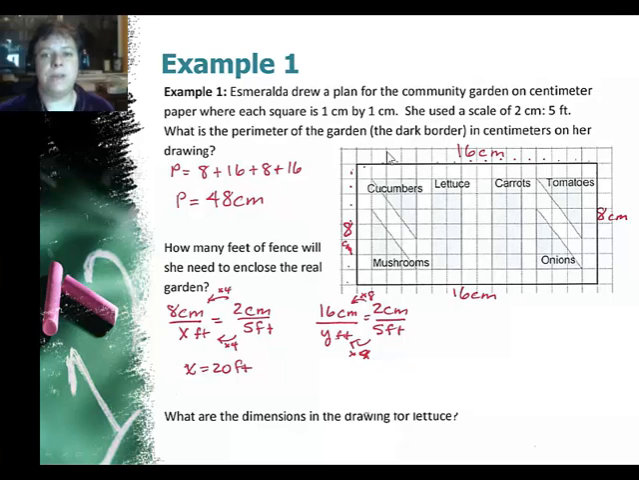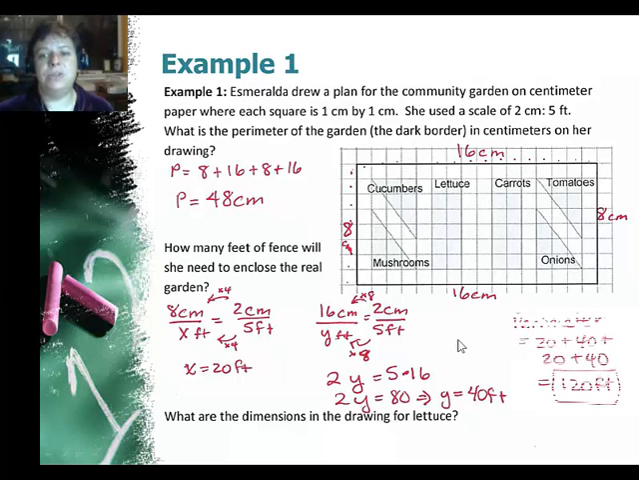Now I also want to find this longer distance, 16 centimeters, and find out how many feet that is. Again, you can do the same thing, and you could figure out 8 times 5. But you could also cross multiply it. You can say 2 times y equals 5 times 16. Well, 5 times 16 is 80. If 2y is 80, then y is 40 feet.